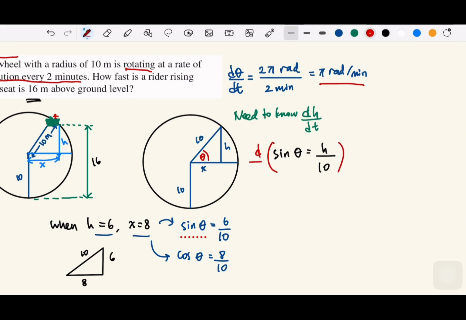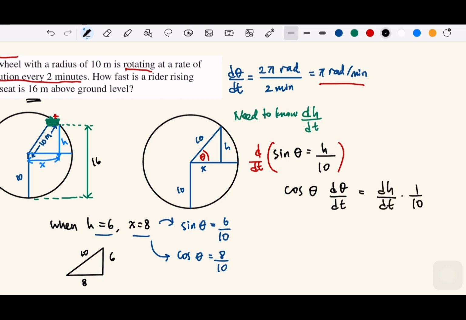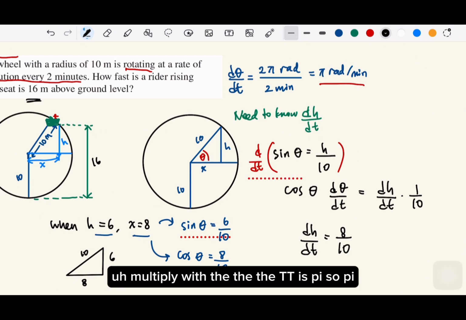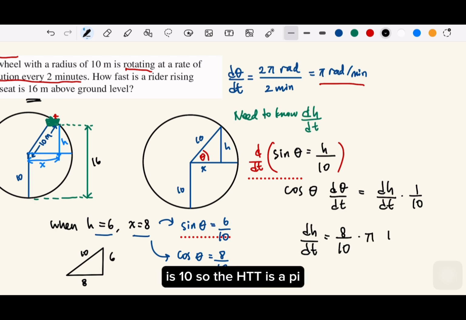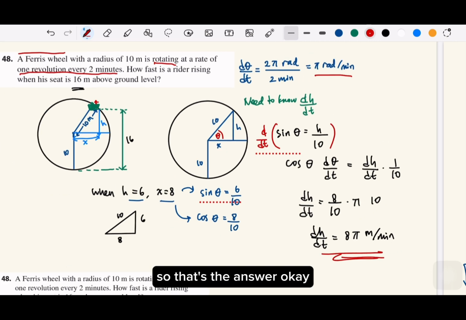Okay, so we take this, derive, this will be cosine theta d theta dt equal dh dt. Okay, now dh dt is equal 8 over 10 multiply with d theta dt is pi, so pi, and 1 over 10 I will multiply to the left is 10, so dh dt is 8 pi meter per minute. So that's the answer. Okay.